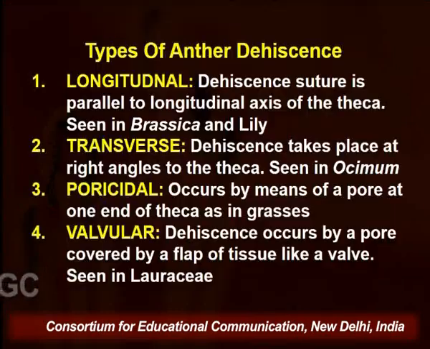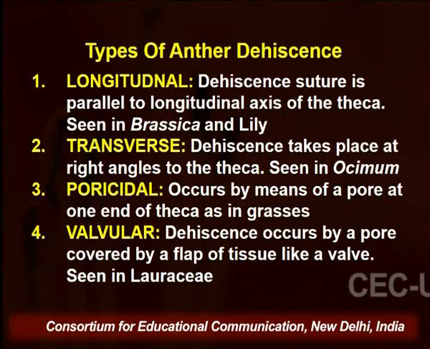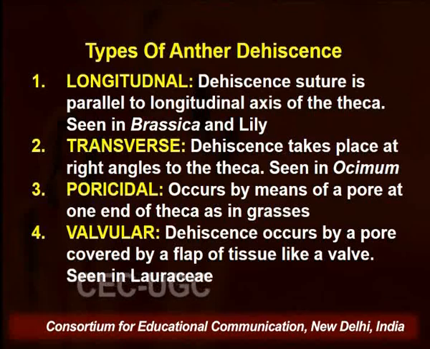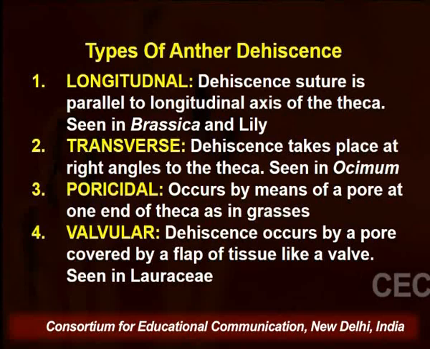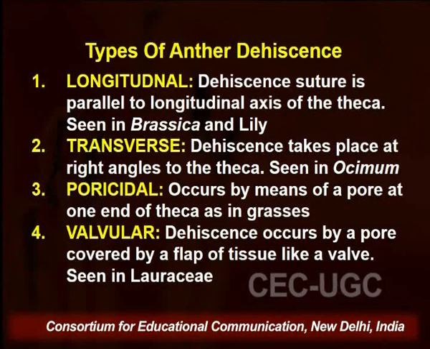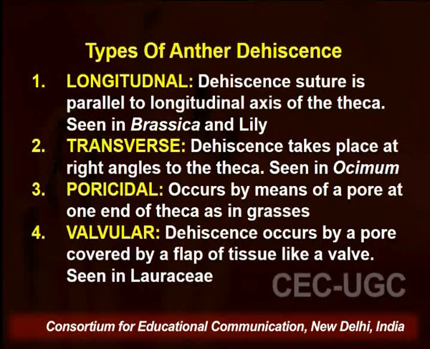So, there are primarily 4 types of anther dehiscence: longitudinal, transverse, poricidal and valvular. Longitudinal, like I just mentioned, is seen in brassica and lily. The dehiscence suture is parallel to the longitudinal axis of the theca. In transverse, dehiscence takes place at right angles to the theca, and this is commonly seen in species of Ocimum. Poricidal, as the name suggests, is by means of a pore at one end of the theca.